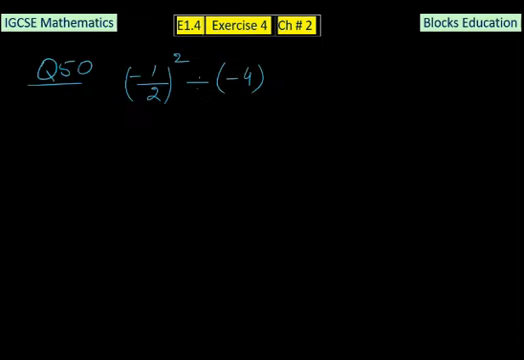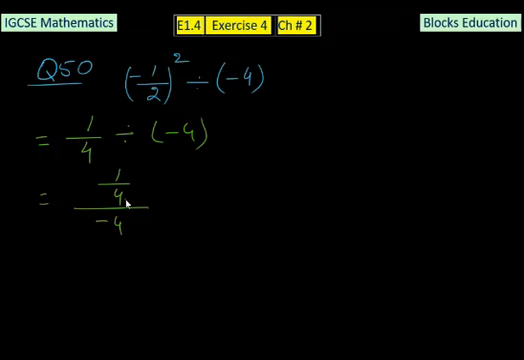In the last question of this exercise 4, which is question number 50, it says minus 1 over 2 whole square divided by minus 4. So let's solve it with the same methodology. A minus number with an even power gives a plus answer. So 1 square is 1 and 2 square is 4, and then divided by minus 4, right? Now you can say 1 over 4 divided by minus 4.